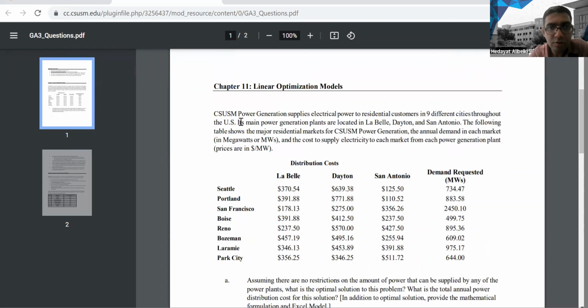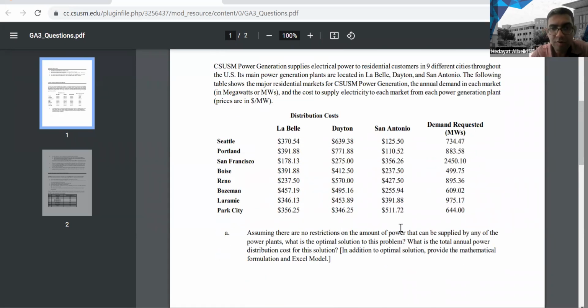Power to residential, its main power generation are located in D3, and the cost to, yeah. Assuming there are no restrictions on the amount of power that can be supplied by any of the power plant, what is the optimal solution to this problem? What is the total annual power distribution cost? I'll make sure that at least for your exam to make it clear, like the decision that you're trying to make. But in here, let me just explain it again.